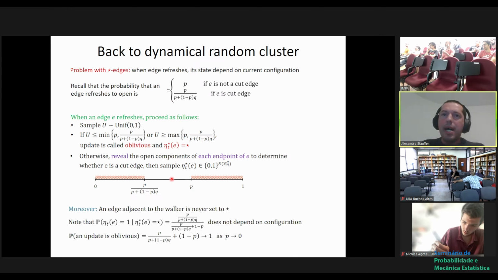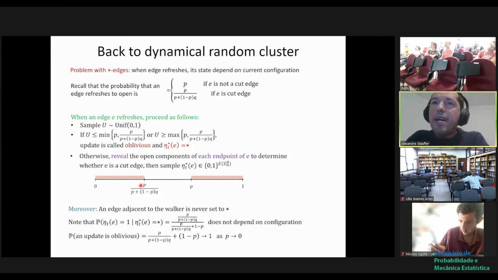So just a few remarks. As before, we always keep the edges adjacent to the walker revealed. They are never star. If they do an oblivious update, we just look at whether u is in the left or the right of the highlighted intervals. Maybe I should have said this better. If u falls in either of these intervals and the edge is not adjacent to the walker, then I don't look at whether u falls to the left or to the right. I don't look whether it's open or closed.